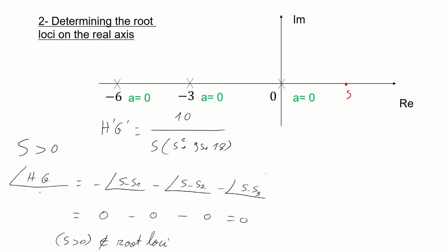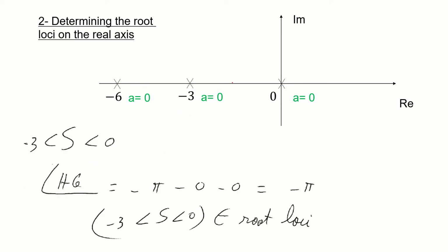And of course, the angle of HG is equal to the angle of s minus s1 minus the angle of s minus s2 minus the angle of s minus s3. So s minus s1, where s1 is equal to 0, is a vector like that, and the angle of it is 0. S minus s2 is also a vector like that, and its angle is 0. And s minus s3 is also a vector from minus 6 to s, and has also an angle of 0. So the total angle is 0, and we know that this part of the real axis does not belong to the root loci.